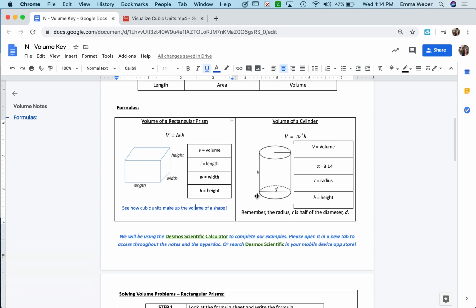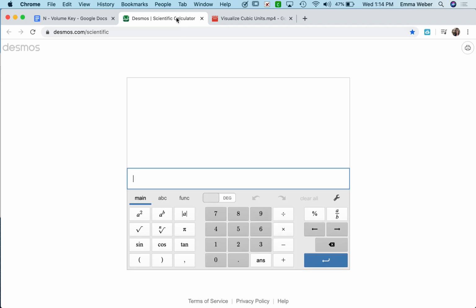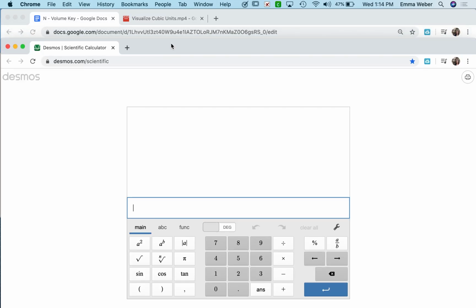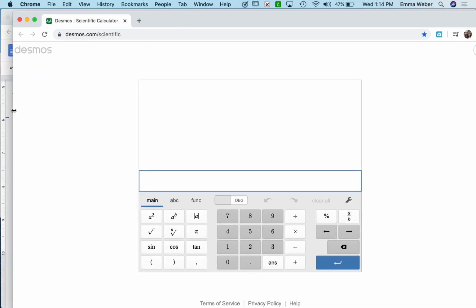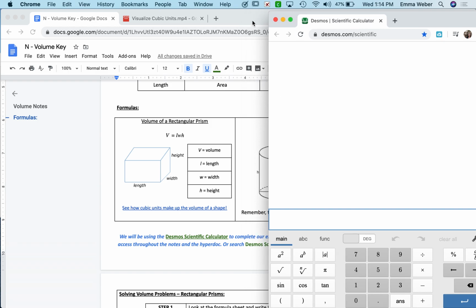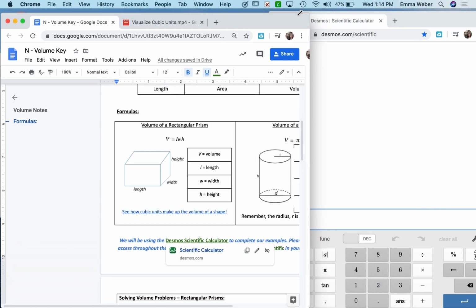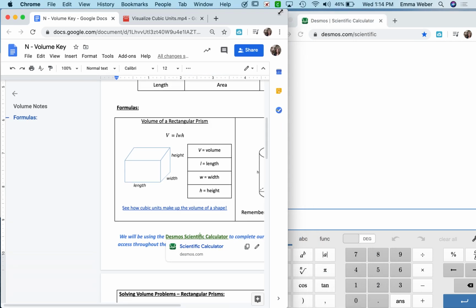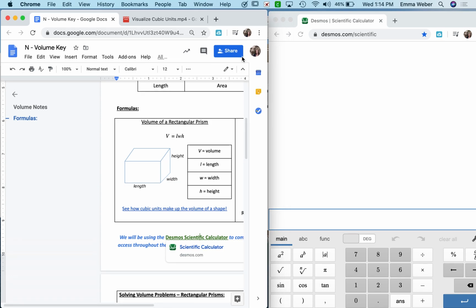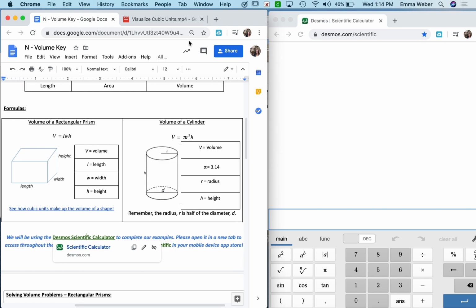So something that I want you to do right now is click on this link where it says Desmos Scientific Calculator. And when you do this, it's going to open up in a new tab. And just like before, if you click and drag this tab, you can create a new window. I'm going to make that window smaller so that I can use this calculator while I'm doing the notes. And then I'm just going to make my notes window a little bit smaller so I can see them side by side here. So this calculator might help you with all these calculations because most of these are not going to be done in your head, especially when we're dealing with pi.